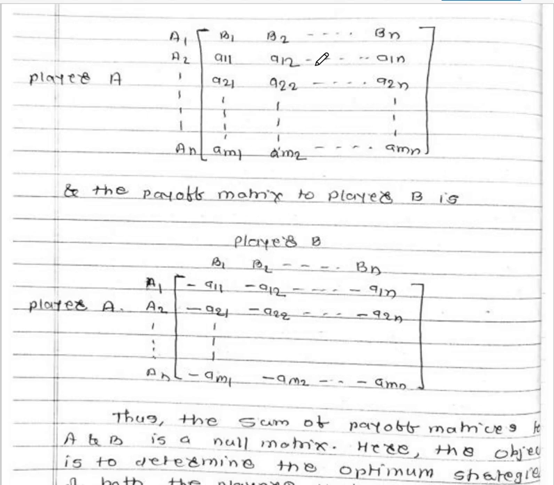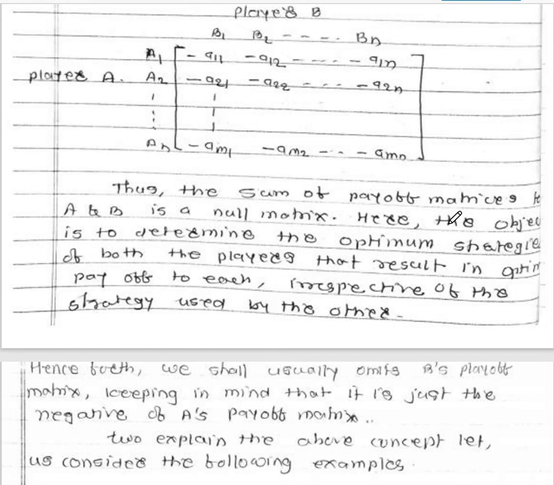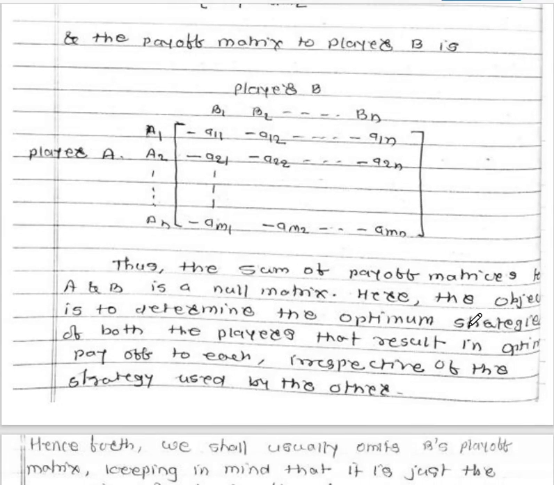These are the positive gains of player A, and these are the negative losses of player B. The addition of the two must be equal to 0. Thus, the sum of the payoff matrices A and B is a null matrix. If you take the sum of these two matrices, you will get the null matrix, meaning 0. Here the objective is to determine the optimum strategies of both players that result in the payoff matrix to each, irrespective of the strategy used by the other.